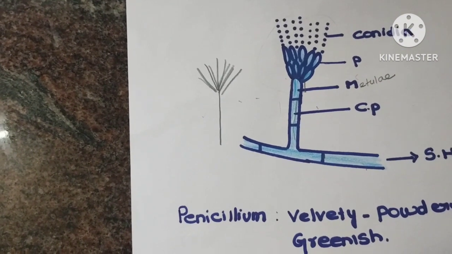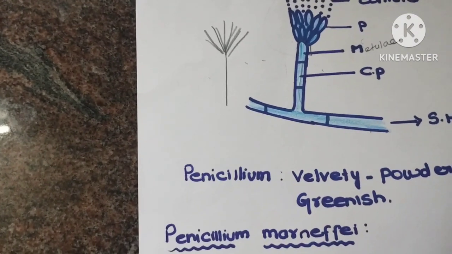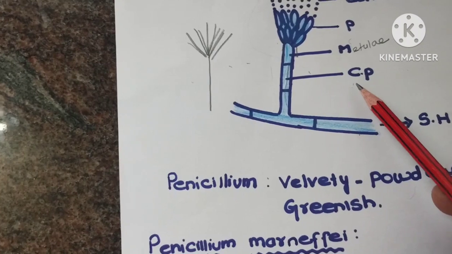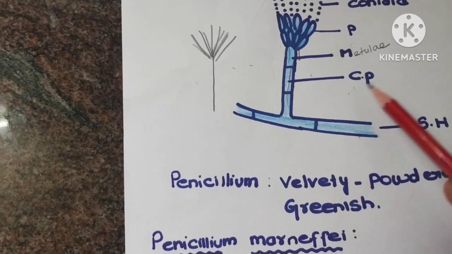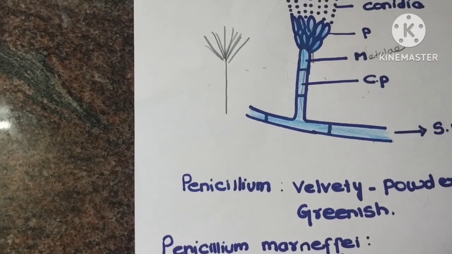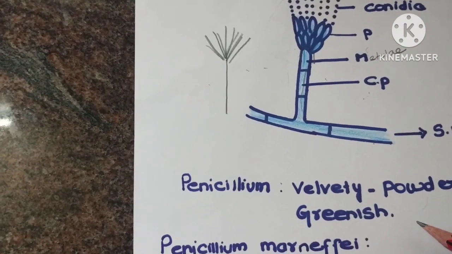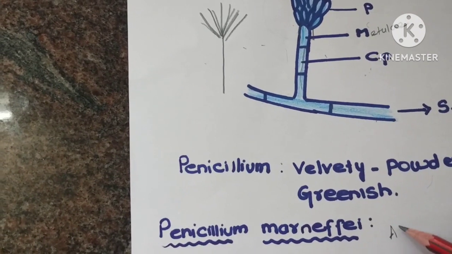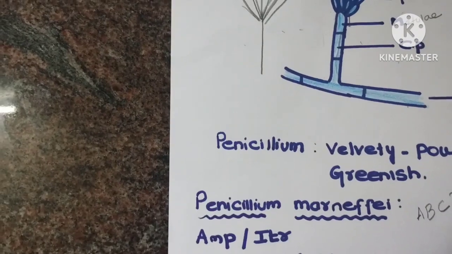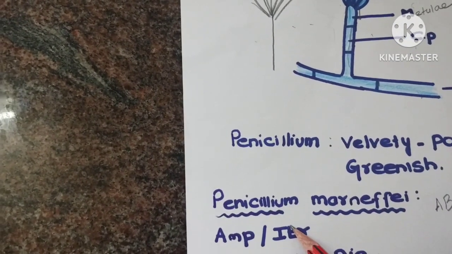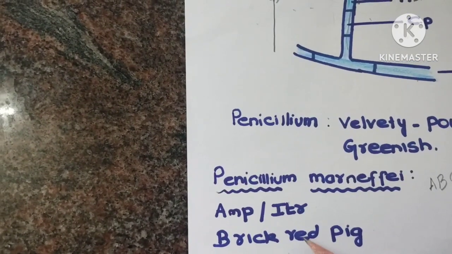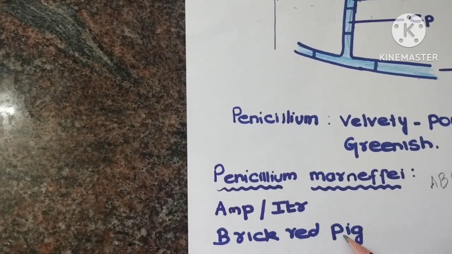Whereas there is a species called Penicillium marneffei. It has the same microscopic features: septate hyphae, conidiophore, metulae, phialides and conidia. But there is one difference, and you can remember it like A, B, C, D and E. A is for amphotericin, the drug of choice, or itraconazole. And B is for the brick red pigment it produces in the colonies.